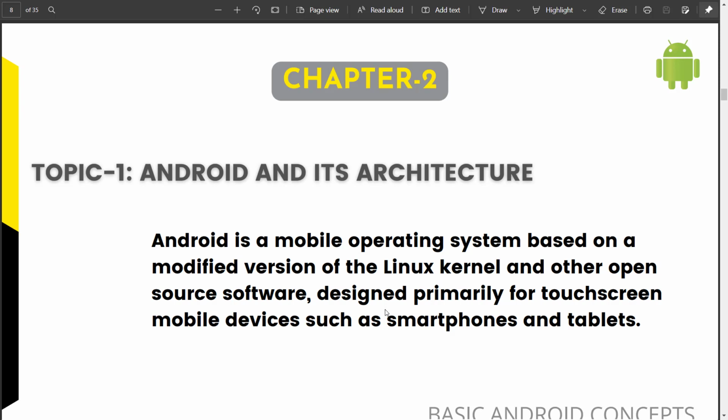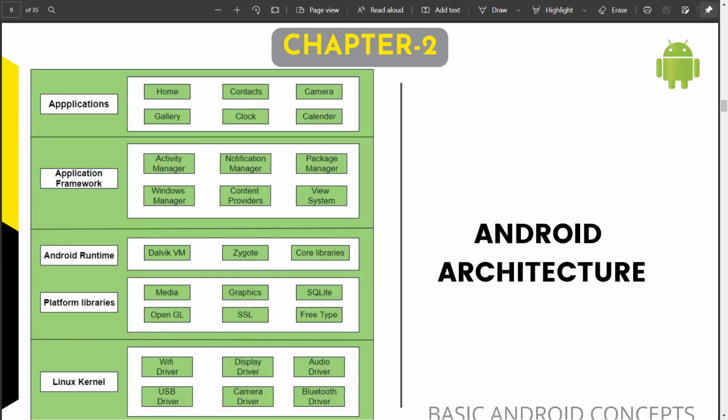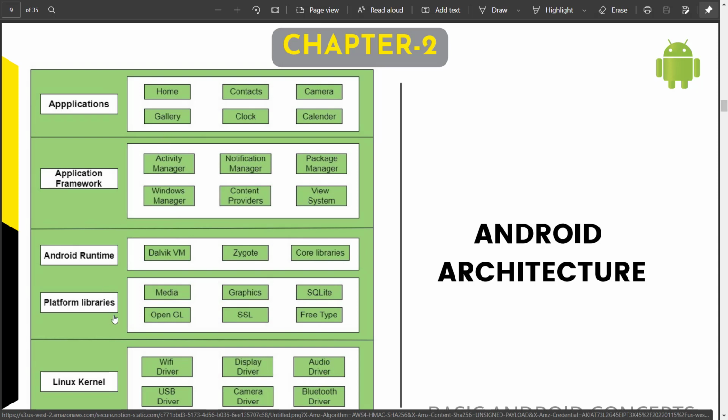So let us see what the architecture is and how it works technically, right? So this is the architecture diagram. You can see the bottom layer is the Linux kernel, and above that there are platform libraries and Android runtime, and it has its own dependencies, then the application framework and applications. So let us discuss each and every layer, and I choose to go from the bottom up. All right, let us go from the bottom up.